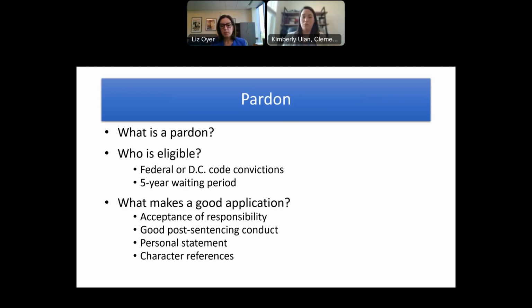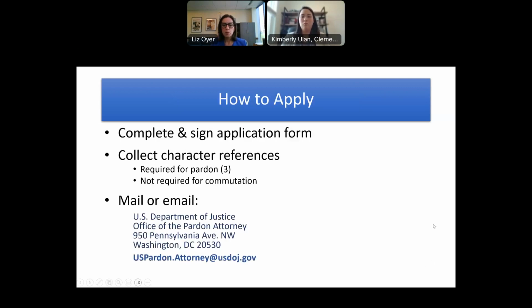All of the application materials are available on our website. So the first thing that you'll want to do if you're in the community and you're seeking a pardon is go to our website and download the lengthy application form for pardon and complete that form and sign it.